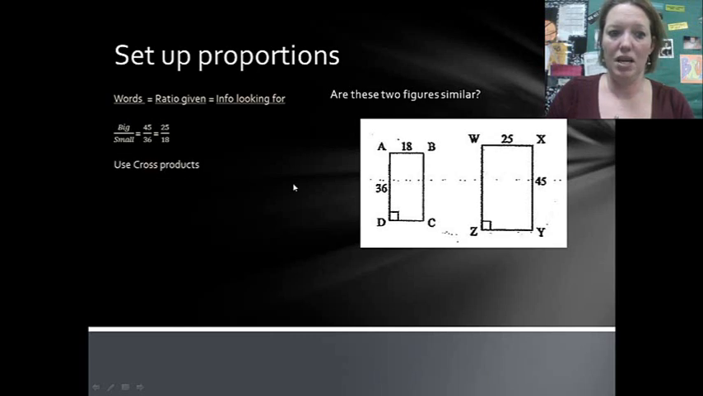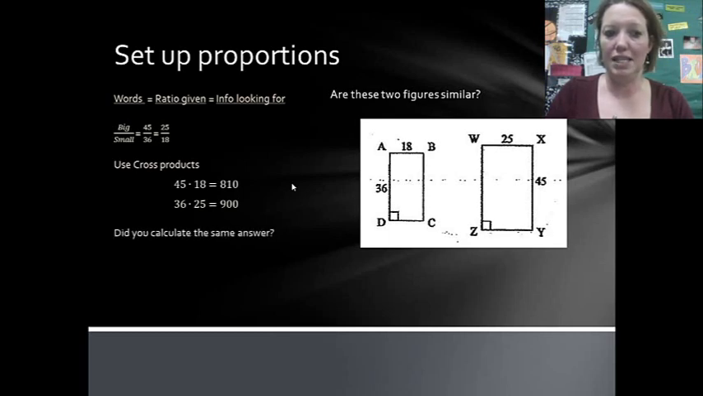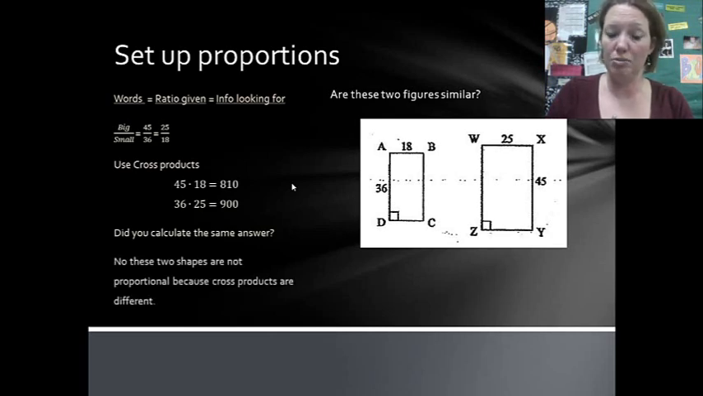I'm going to use cross products again. So I'm going to do 45 times 18, which is 810, 36 times 25, which is 900, and did I calculate the same answer? My answer is no, so these 2 shapes are not proportional because my cross products are different. Now, even though all my angle measurements are the same, it does not automatically make them similar. I had to verify if the corresponding sides were the same.